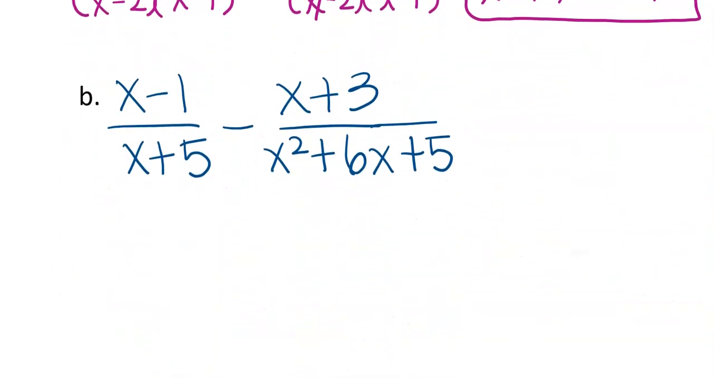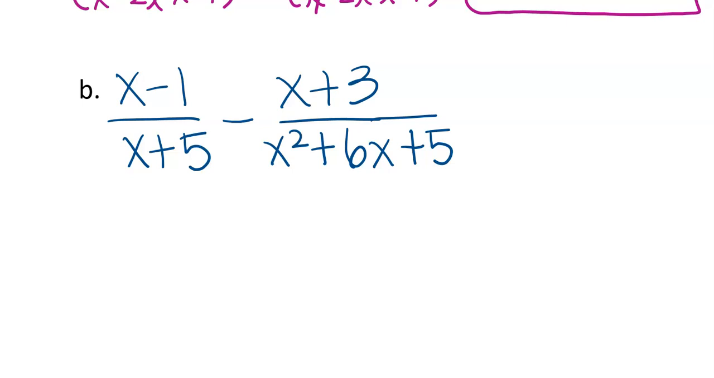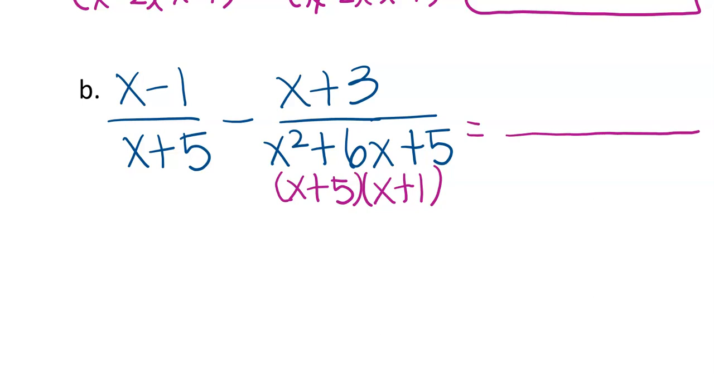Here's part B. If we factor first, factors of 5 that add up to 6. A lot of times your least common denominator is going to be one of the two fractions. So we have an x plus 5 in both of them, so we're going to choose that. We're also going to choose the x plus 1.